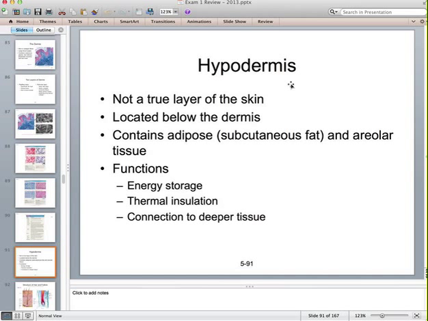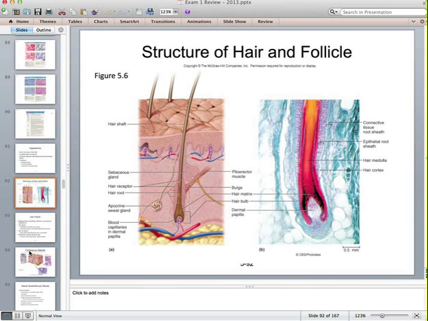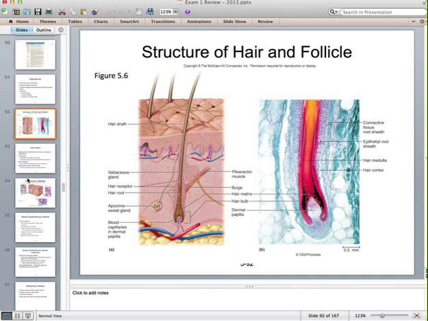The hypodermis, we really don't consider it a layer of the skin. Simply, it's there to insulate and store energy, and it provides a connection. Not going to ask you many specifics about hair or nails for that matter. Again, just have a general understanding of some of the structures in here, the gland, the muscle, etc.